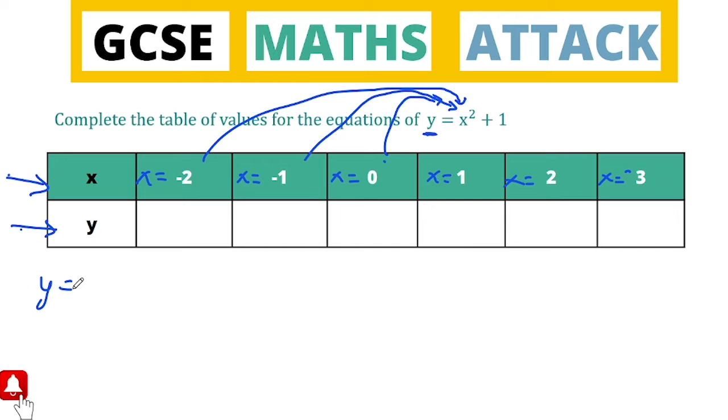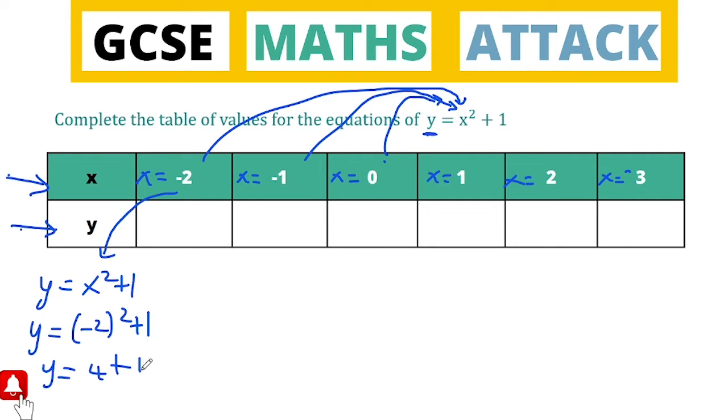We know that the equation is y equals x squared plus 1. We know that x is equal to minus 2. So I'm going to substitute it inside here. So y is equal to, and I'm going to use a bracket to represent my substitution, minus 2 squared plus 1. Now, minus 2 squared basically means minus 2 times minus 2. And we know that two minuses give us a positive. So that would be 4 plus 1, which is equal to 5. So the first one is going to be 5.